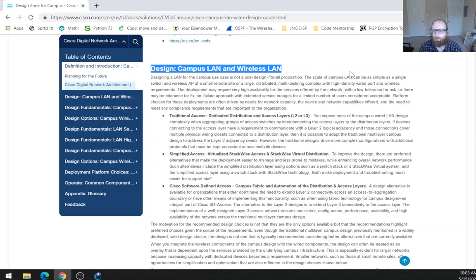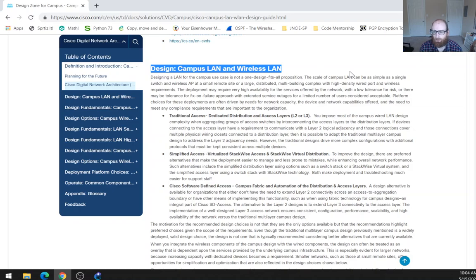Okay, so these are platform choices. So you can choose traditional access, or you can choose simplified access, which is virtualized StackWise access and StackWise Virtual distribution.